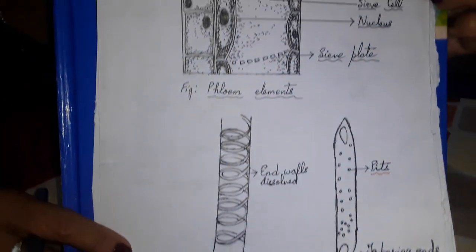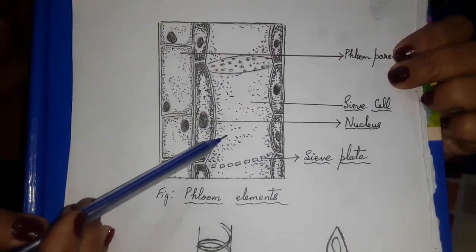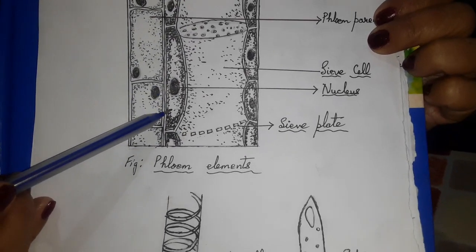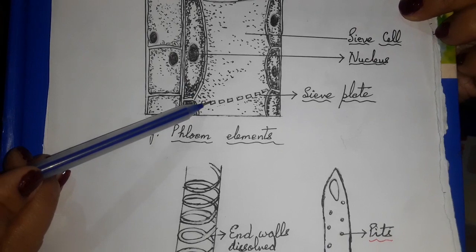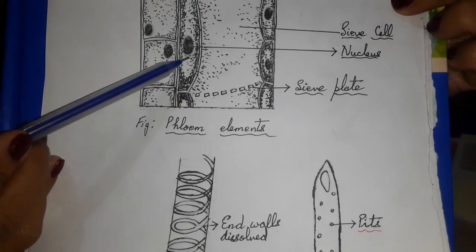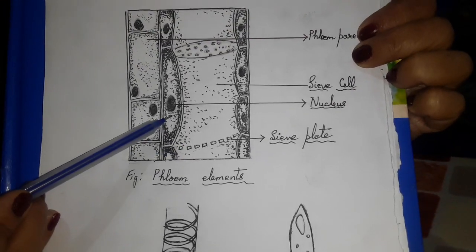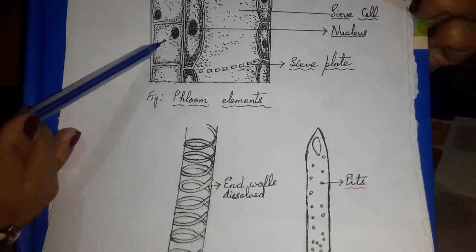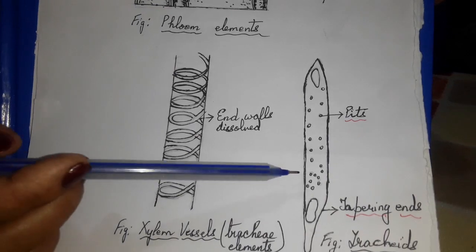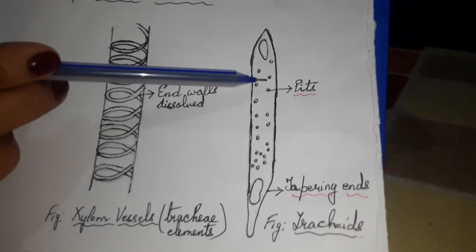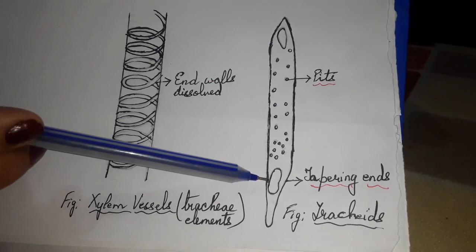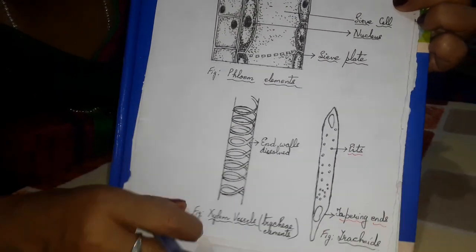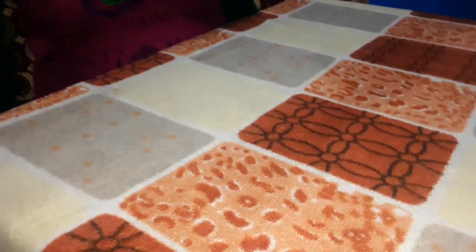This is the diagram of the phloem elements. As you can see, the sieve tubes are closely associated with the companion cells. Since sieve tubes are without nucleus, their activities are controlled by the companion cells. These are the phloem parenchyma. Tracheids: single cells, elongated, narrow lumen with tapering ends. So that was all for this class.